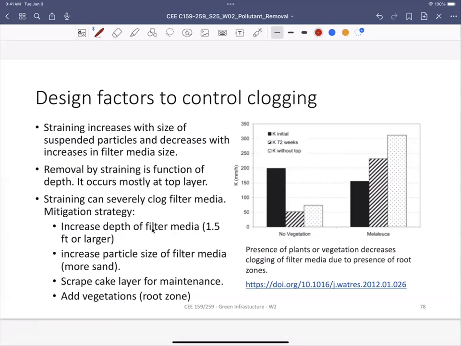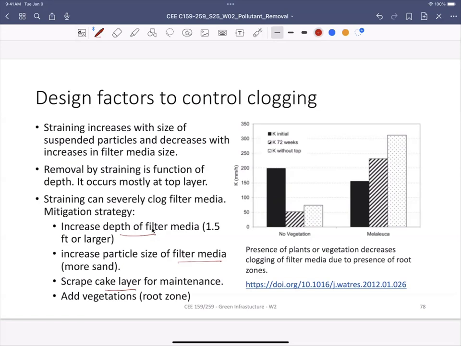That clogging depth depends on many factors. It depends on the depth of the filter media. If you have a deeper filter media, you can clog the top surface, but a large section of depth is left unaffected. So just by increasing the depth of filter media, you can decrease the extent of clogging. You can also increase the particle size of the filter media. If you use larger particles, the clogging rate will be a lot slower, which means you'll still have high conductivity. And you can also remove the cake layer, which is the layer of sediment deposited on the surface.